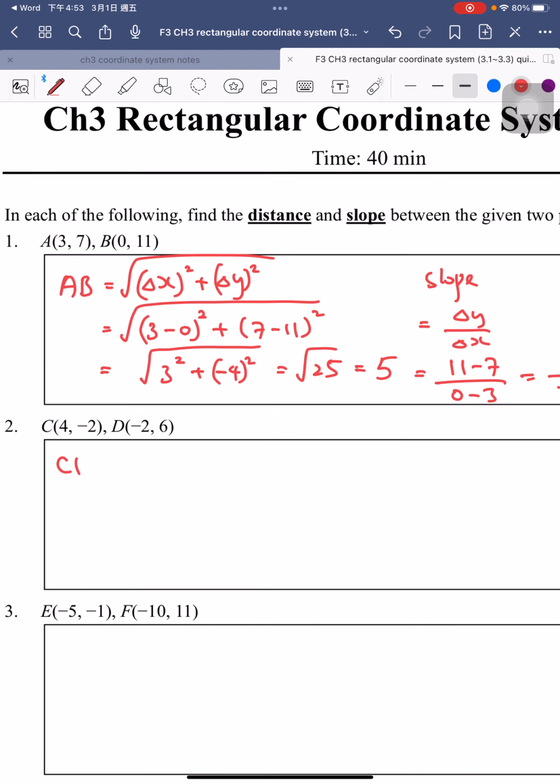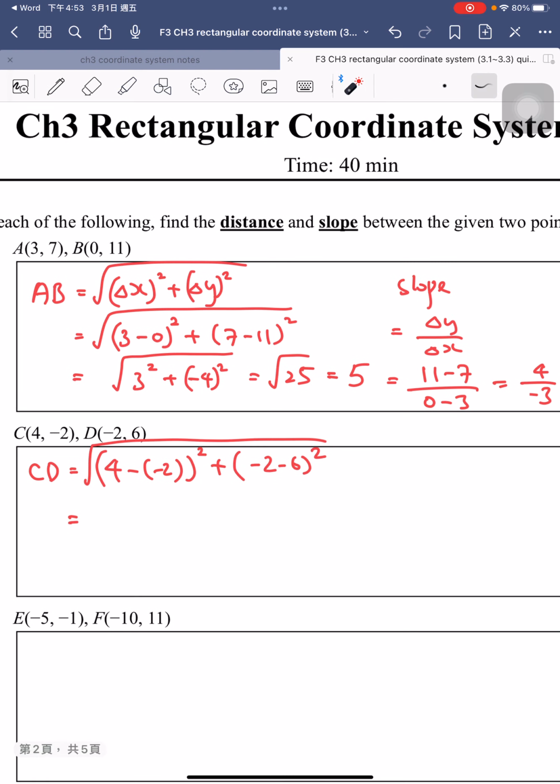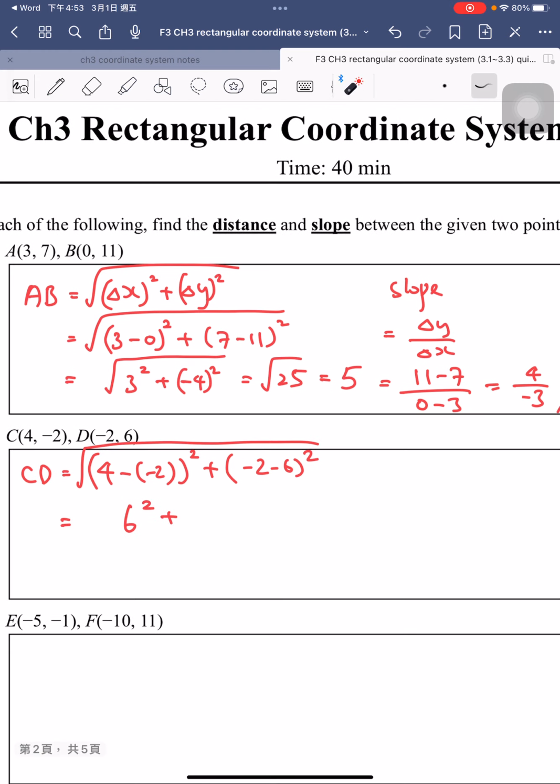Alright, so for CD, it's going to be equal to the change of x, so 4 minus 2 squared, and then we add the change of y squared, so negative 2 minus 6. So we have negative 2 minus 6 squared, and we take the square root. Here, 4 minus a negative gives you a positive, so 4 plus 2 will be equal to 6. So that's going to be 6 squared plus negative 2 minus 6, which is still a negative number.